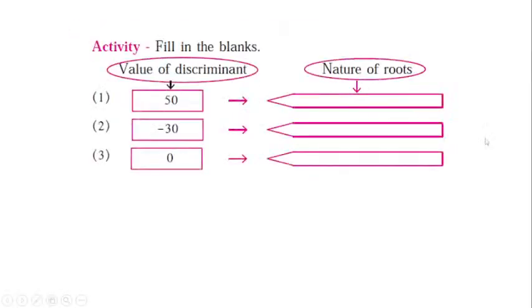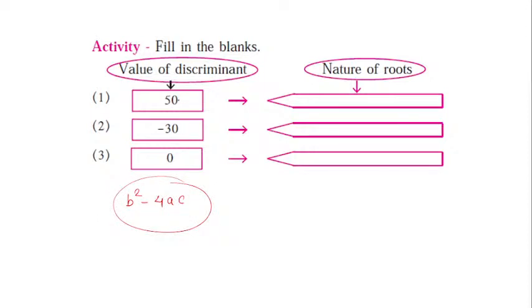Now let us complete one activity which is based on the nature of roots of quadratic equation. Now the question is fill in the blanks. Values of discriminant are given, that is b square minus 4ac. This is discriminant. And for this one, three values are given. The first is 50.